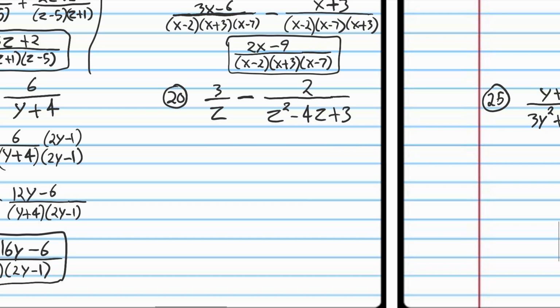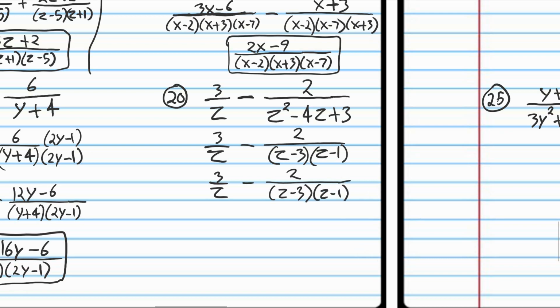Now for number 20, something very, very different is going to happen. So we need to do that one together. So the first step, as usual, is to factor whatever you can factor in the denominators. And then we're going to get a common denominator. So this is where something different is going to happen. You can see that we don't have any common factors in the two denominators.